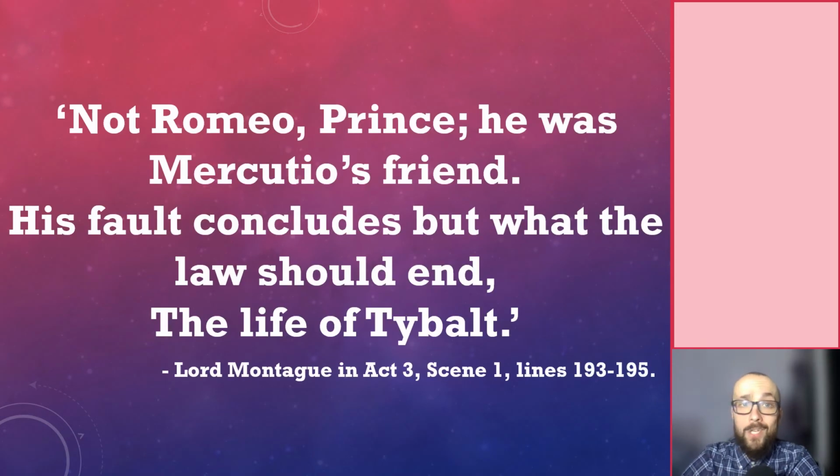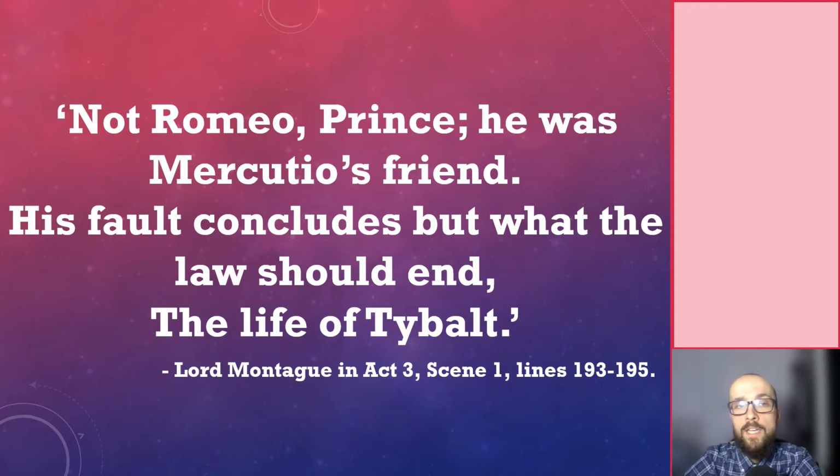Okay, let's leave Act 1 Scene 1 behind and instead turn our attention to Act 3 Scene 1, the next scene in which Lord Montague appears. After Prince Aeschylus asks who should pay the price for Mercutio's and Tybalt's deaths, Lord Montague responds, "Not Romeo, Prince, he was Mercutio's friend. His fault concludes but what the law should end, the life of Tybalt."